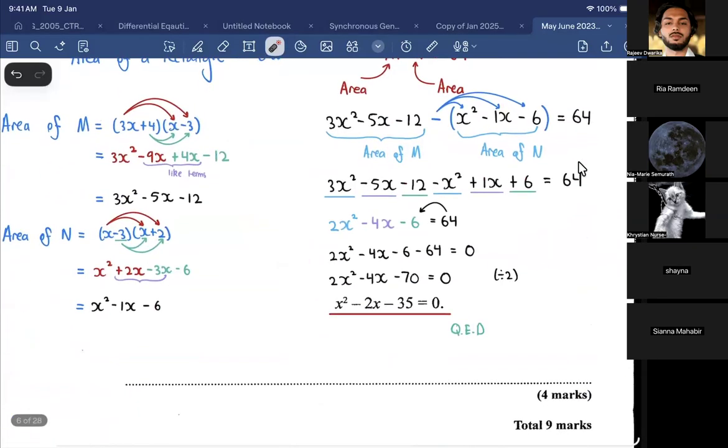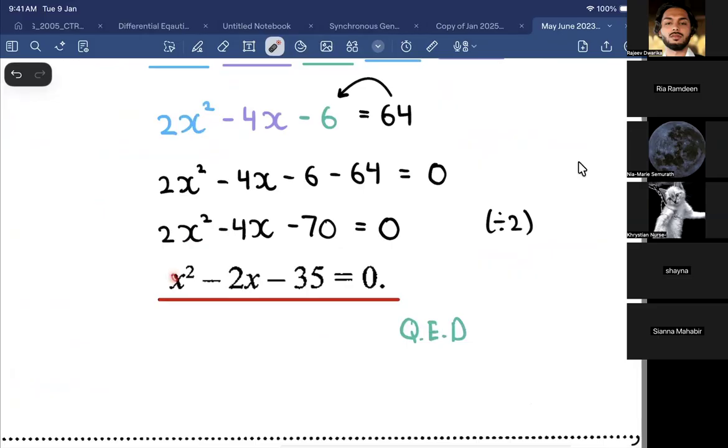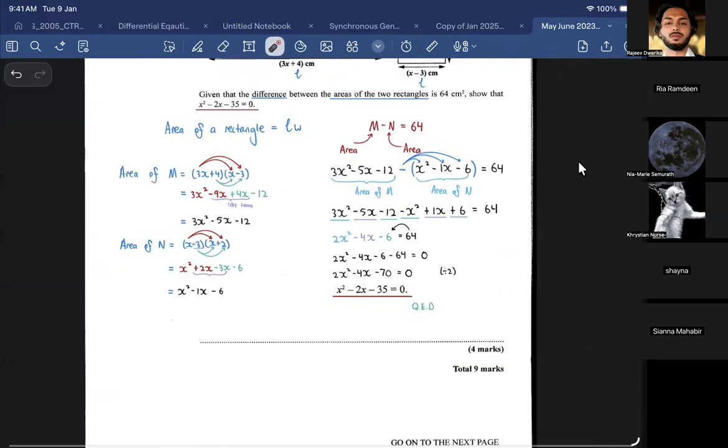From there, you just simplify. Now, when you reach this point, you want to look at what you're trying to prove. We're trying to prove x squared minus 2x minus 35 is equal to 0. So then, Christian, did you notice that if I divide by 2, it would give us the answer that we want? Yes, sir. So typically with these show questions, where you have to show something, you have to divide by a common factor to get your answer.